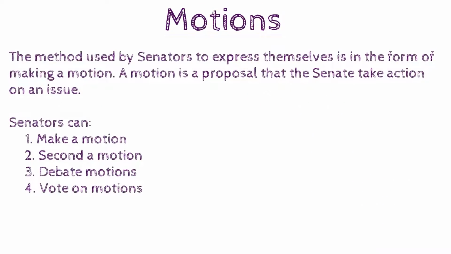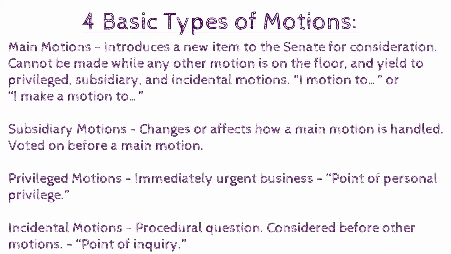Senators can make a motion to express themselves in the SGA meeting. A motion is a proposal that the Senate takes action on an issue. Senators can make a motion, second a motion, debate motions, and vote on motions. There are 4 basic types of motions. Main motions, which introduces a new item to the Senate for consideration. This cannot be made while any other motion is on the floor and yields to privileged, subsidiary, and incidental motions. To make a main motion, the senator should say, "I motion to," or "I make a motion to."